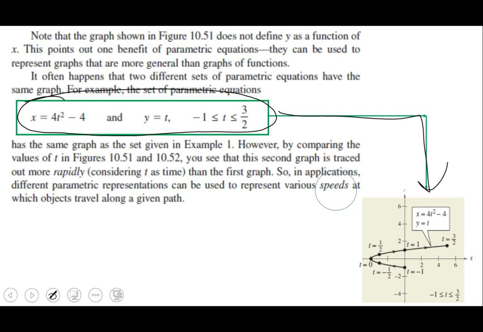One thing you would note here is that even though these new parameters give you the same graph, if you look at the orientation, these arrows are happening more quickly, which means that the graph is being traced more rapidly, which tells you that the speeds in this problem would be different as opposed to the speeds in the previous problem. And again, not something you have to worry about for this year, but something you're definitely going to spend a lot of time on next year. So for now, just make sure that you know that it's a thing.